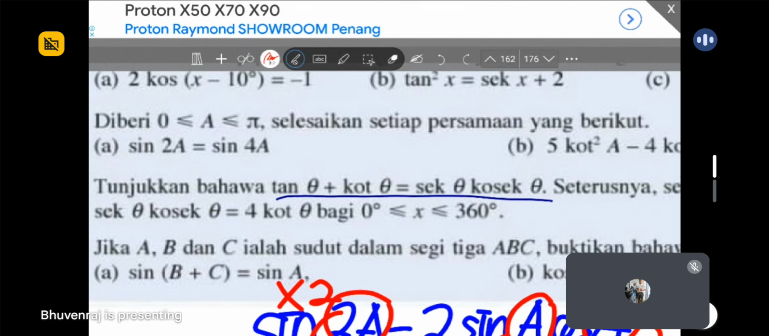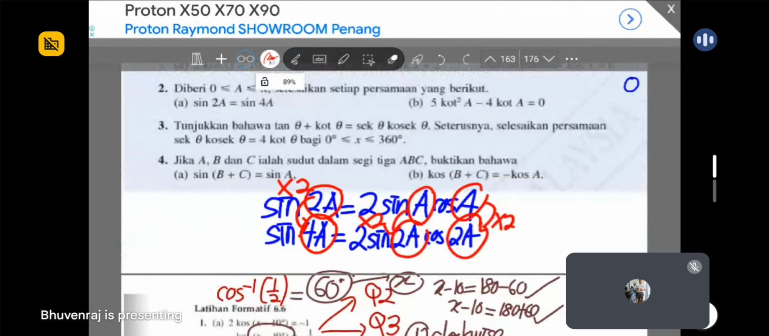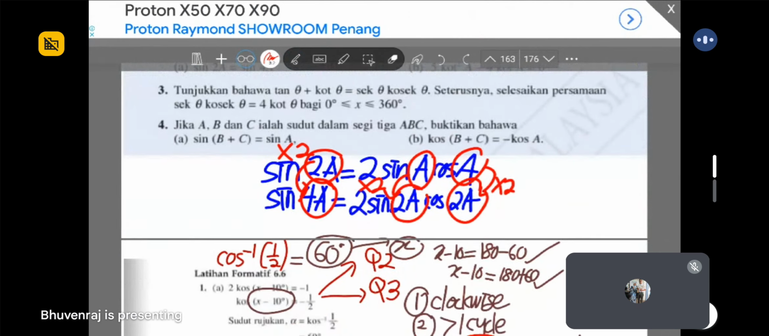Over here, which one is the more complex side? Confirm it is the left hand side, right? Bahagian kiri lebih susah. So we'll start from the left hand side and prove to the right hand side. Whenever you see symbols like plus, minus, pecahan, fractions, they are always the more complex side. Yang lebih susah. Alright, so we're going to start from LHS. Tangent theta plus cotangent theta. So how do we change this?